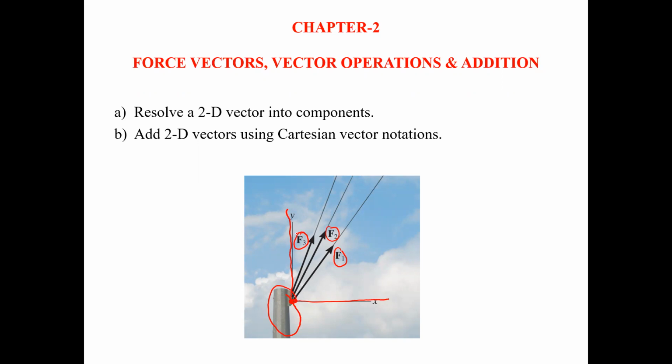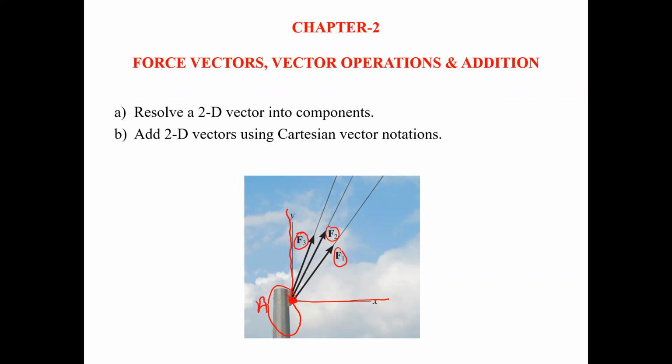Now, what is the purpose of doing all this mechanics? The purpose is that we want to make sure that a structure or a body is safe for the applied loads. On this pole, we have these 3 forces applied at this point, let's say point A. Let's say they have different magnitudes, 100 pounds, 200 pounds, 500 pounds, something. Let's not go into details of the magnitudes.